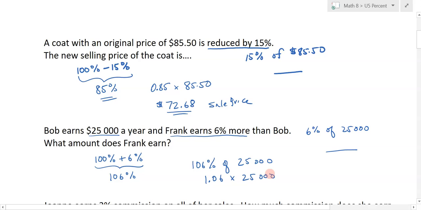So we take our calculator, and basically when you're multiplying by 1, you're keeping that value and adding on 6% to that value, right? And so we get the total value, which includes the extra.